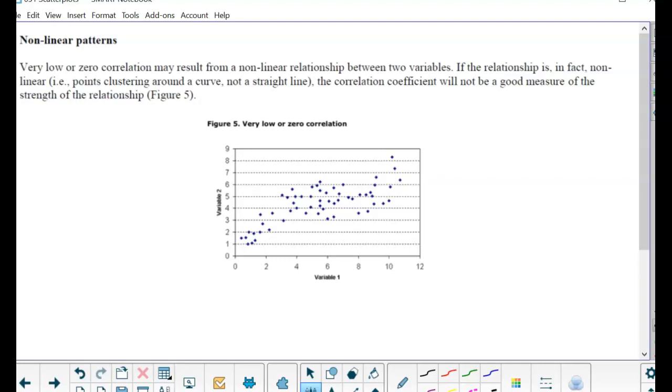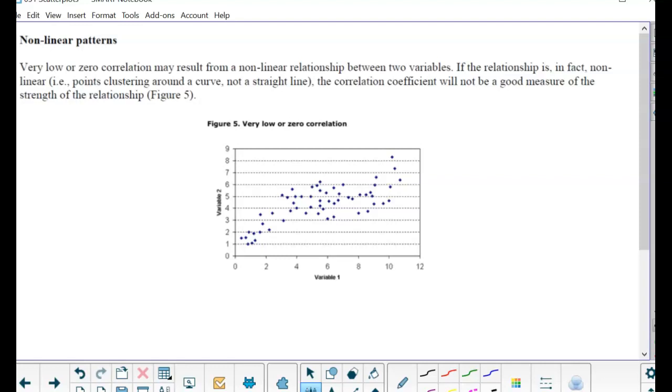Nonlinear patterns. So very low or zero correlation may result from a nonlinear relationship between two variables. If the relationship is, in fact, nonlinear, so points clustering around a curve rather than a straight line, the correlation coefficient will not be a good measure of the strength of the relationship. Okay? So we'll talk more about the correlation coefficient a little bit later.